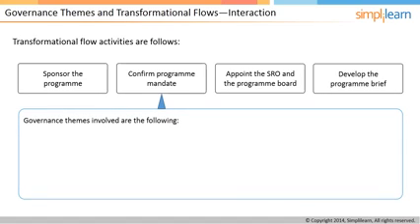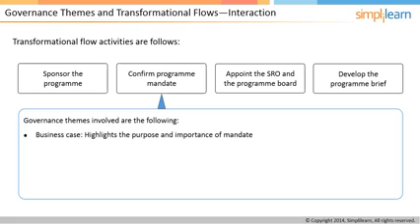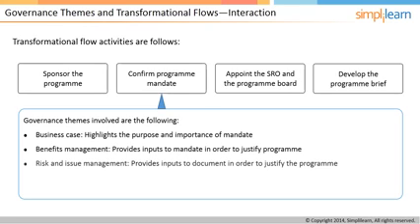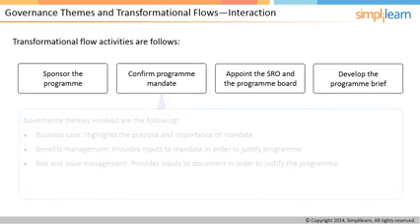We have 3 themes to confirm program mandate activity. They are business case, benefits management and risk, and issue management. Business case highlights the purpose and importance of mandate. In other words, it highlights high-level expectations of organization with regard to cost and benefits of change, while benefits management and risk and issue management provide guidance on what to consider when preparing the mandate document in order to justify the program.